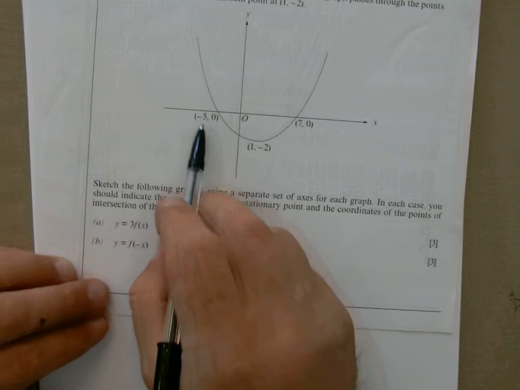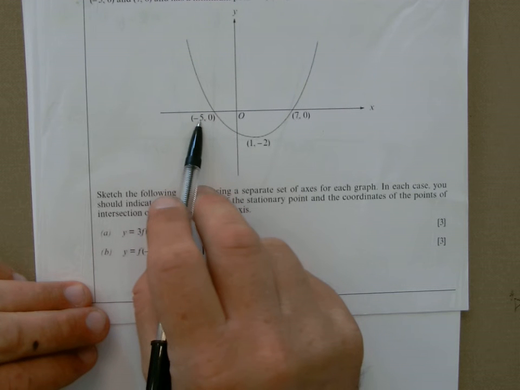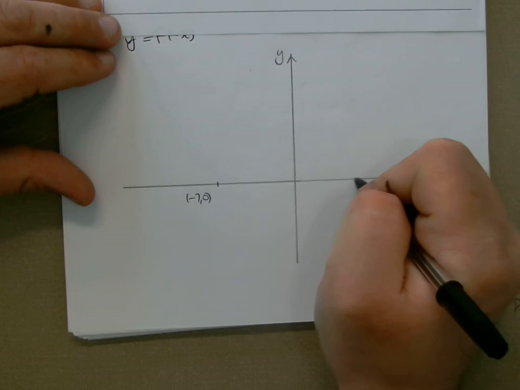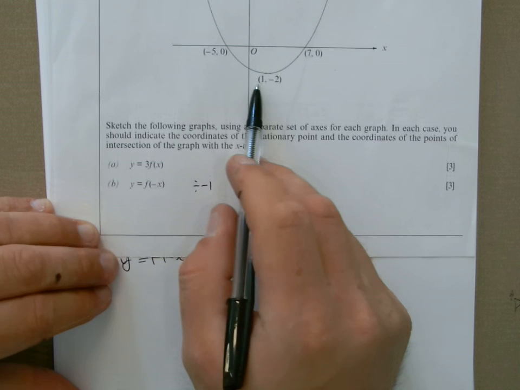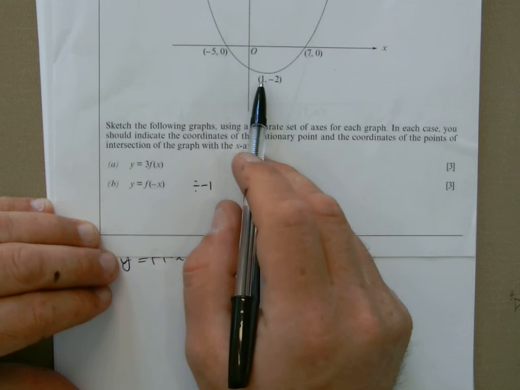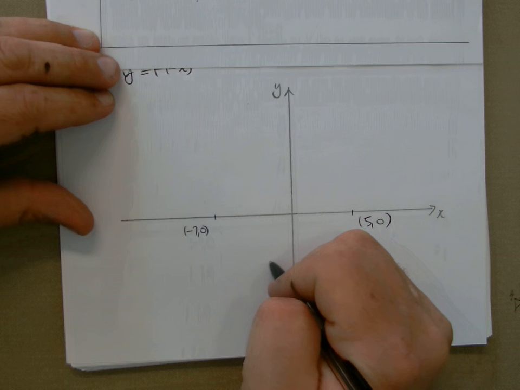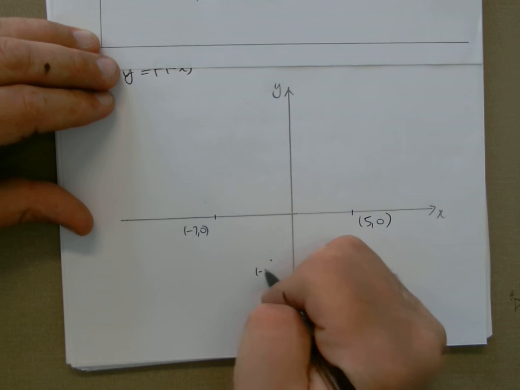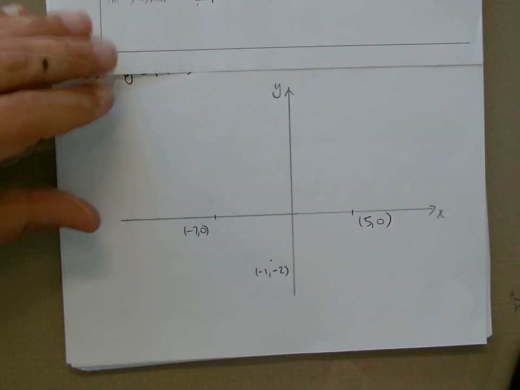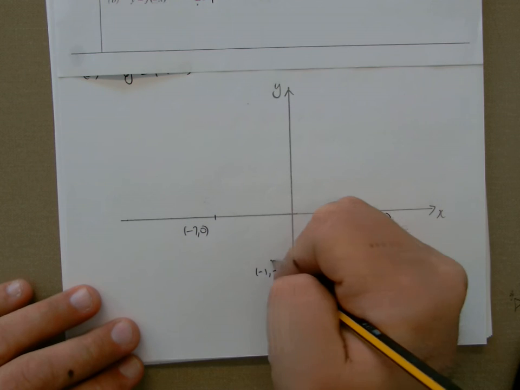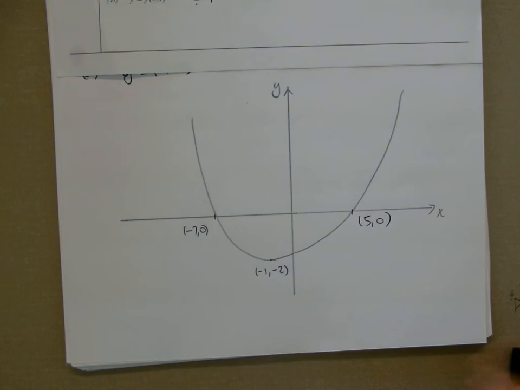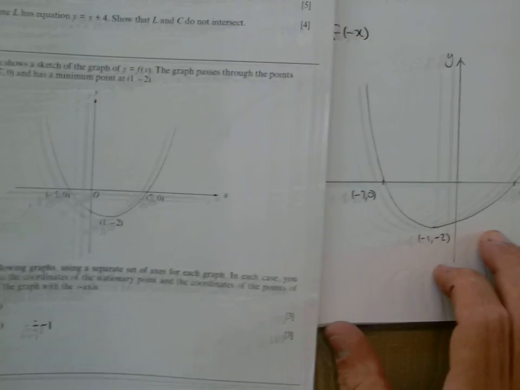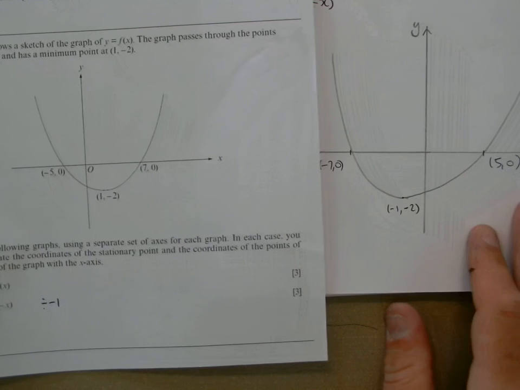Alright, if I times this x value by minus 1, minus 5 times minus 1 will be plus 5. And if I times this x value by minus 1, I'll get minus 1, minus 2. And notice the y values stay the same because we're just affecting the x values. So we get something like that.